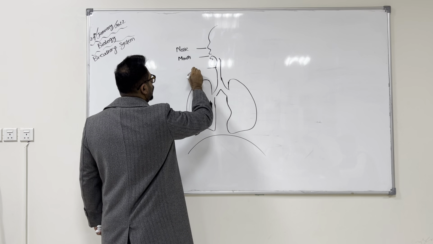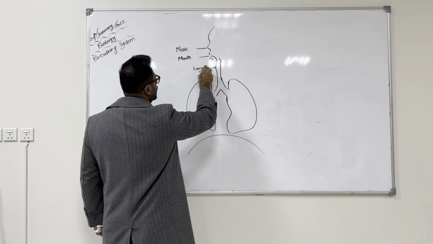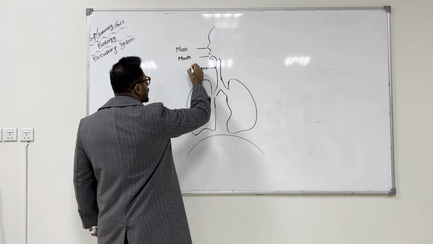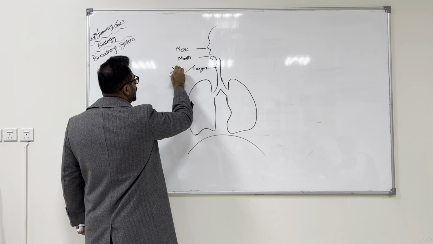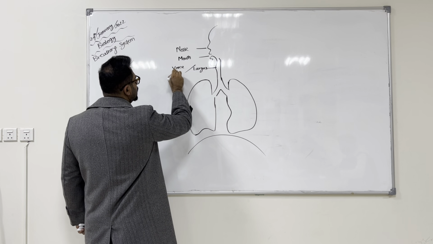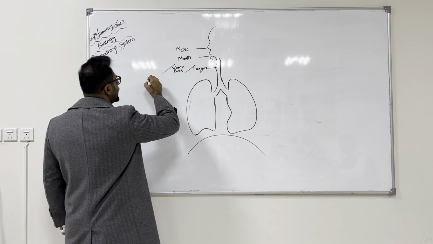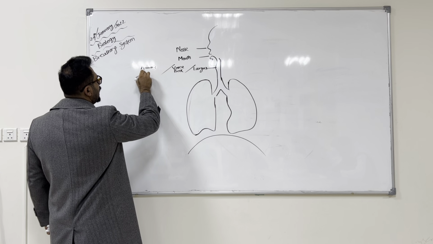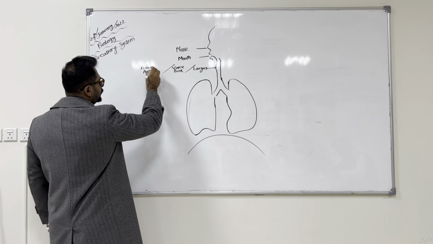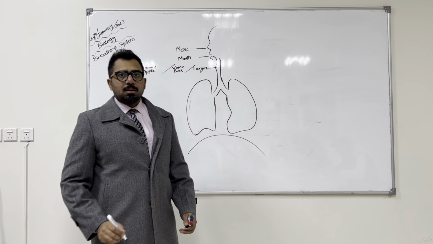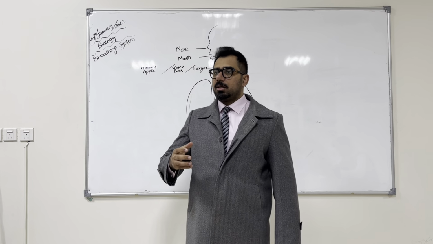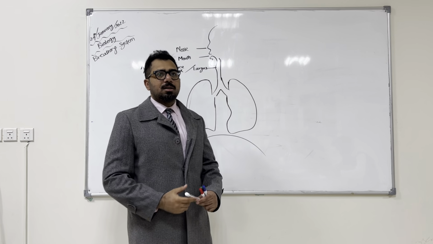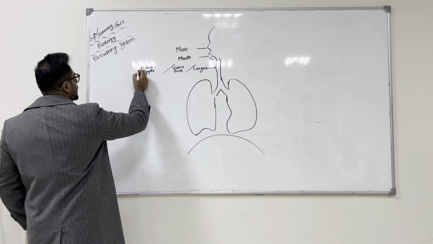This over here, this is called as larynx. Larynx is also called as voice box, and it is also referred as Adam's apple. Now we can understand it is called as larynx because in the larynx there are vocal cords present.